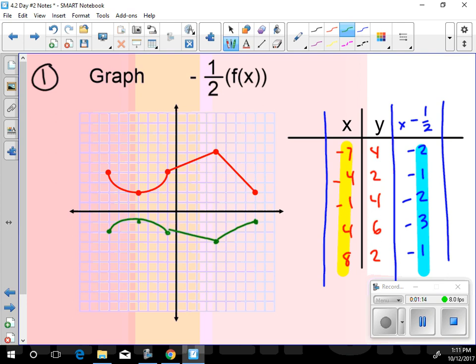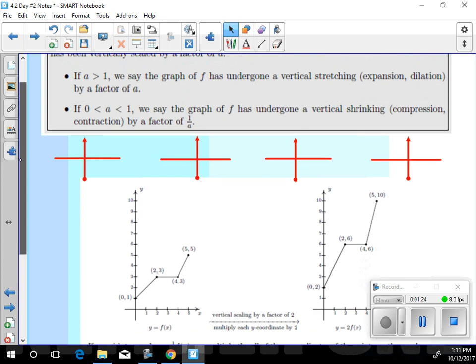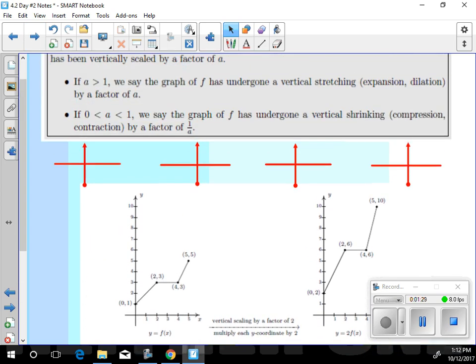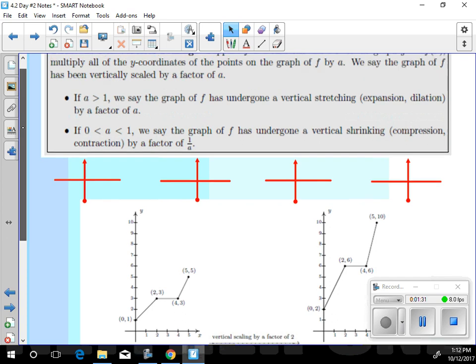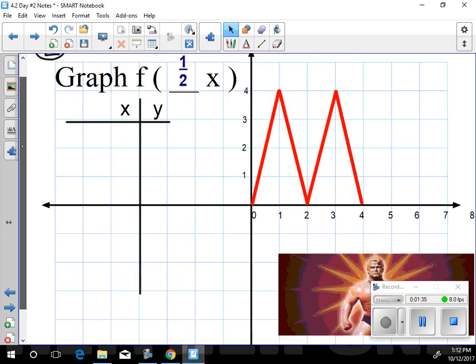Not great, but you can see it's been flipped and squashed by a half, basically. All right, let's keep rolling. Consider this like a practice type quiz. This slide right here just tells you a little bit more information about that value, that vertical scale factor. Let's try this one now.